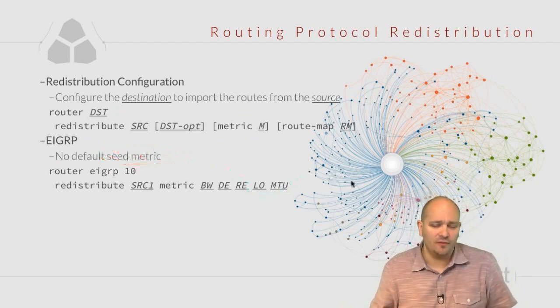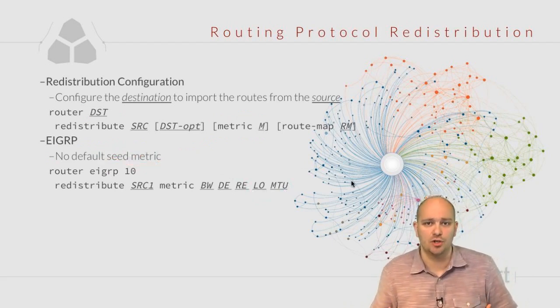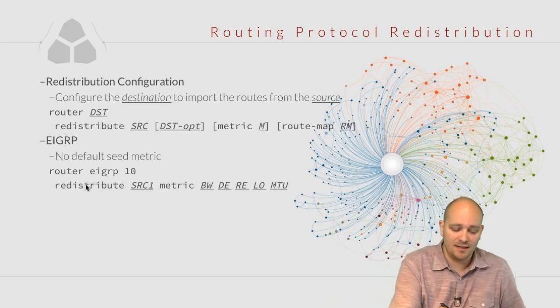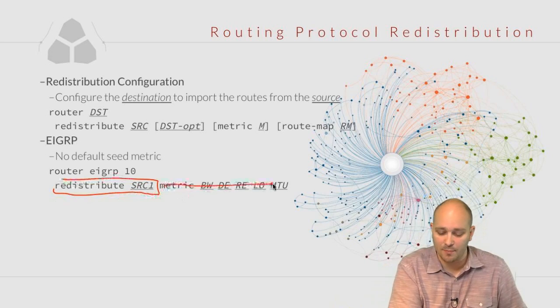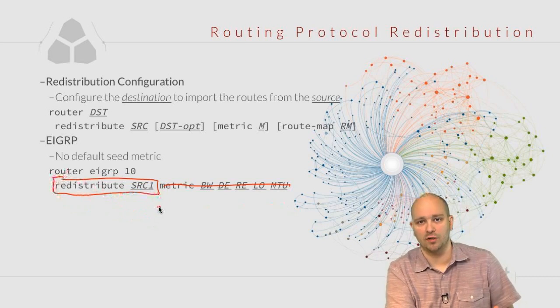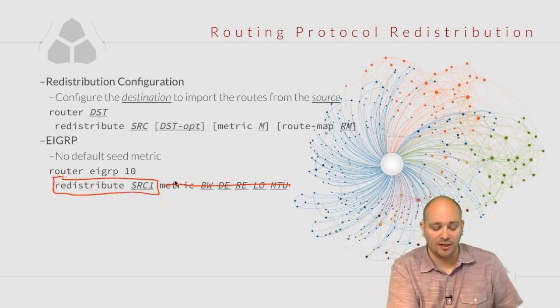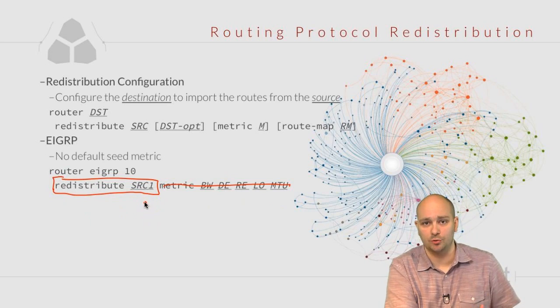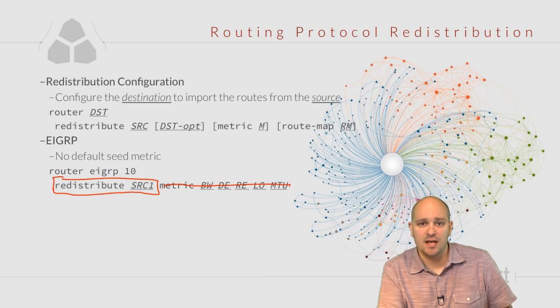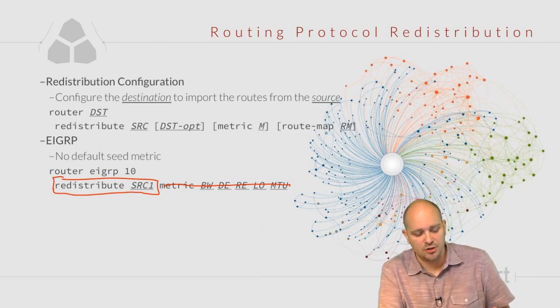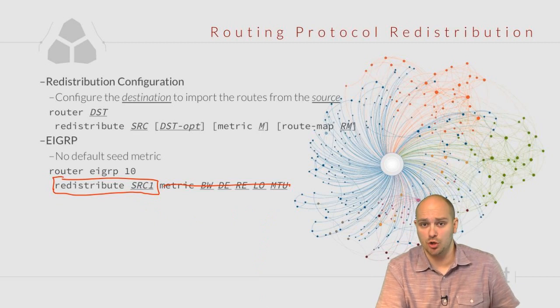Now, why is it significant that for EIGRP there is no seed metric? It's significant because if we simply did redistribute source without specifying the metric on the command line, the redistribution line will be there in the running configuration. But since there are no metrics associated with those routes that are being redistributed, EIGRP doesn't know how to insert them into the EIGRP topology table. So you are going to have the situation where you do see the redistribution configured in your running configuration, but no routes are actually being injected into EIGRP.